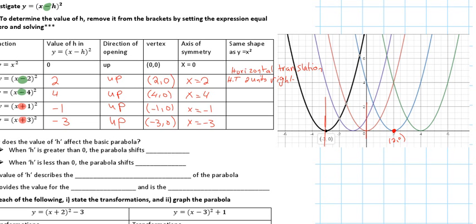For the second one, it's going to be horizontal translation 4 units to the right. I don't have room to write all of this. For the next one, it's going to be horizontal translation 1 unit left. And then horizontal translation 3 units to the left.